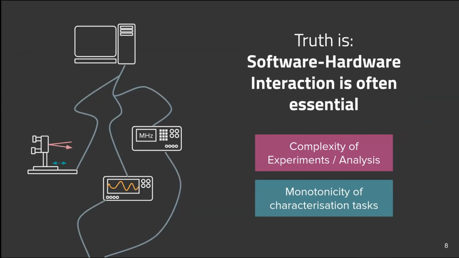And the truth is, over the many years that I've worked in experimental physics, which is basically my entire bachelor's and before that, software-hardware interaction is actually essential due to the complexity of experiments, the analysis, and often the monotony of the characterization tasks that we have to go through, especially in quantum physics, where every little thing matters. So we have to characterize our setup, and often this can be really annoying, really frustrating.